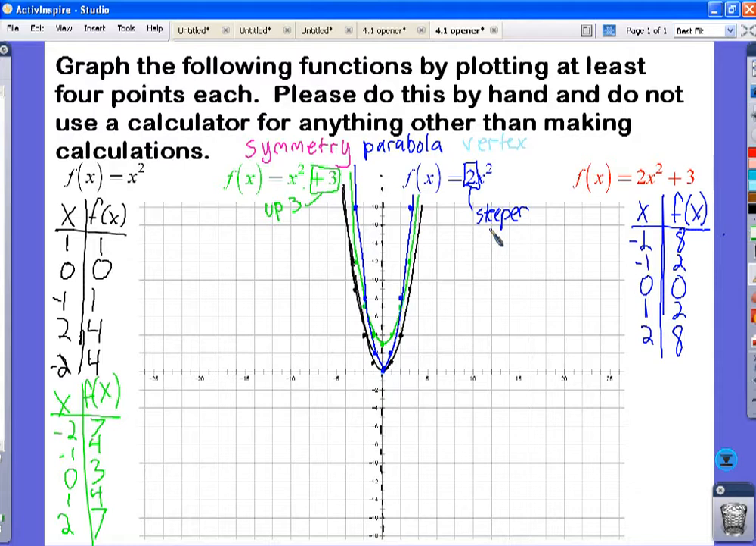How much steeper is it? 2 times. 2 times steeper. Pretty straightforward. 2 times steeper.